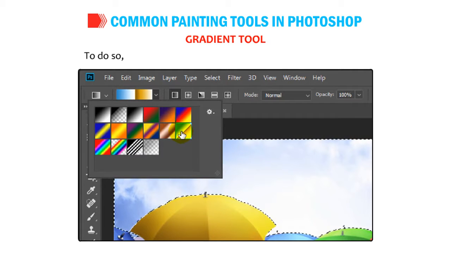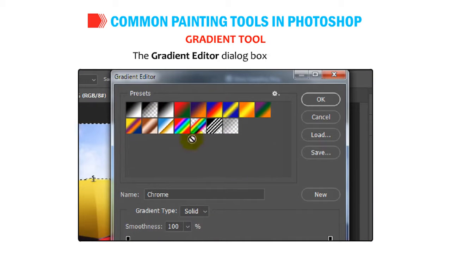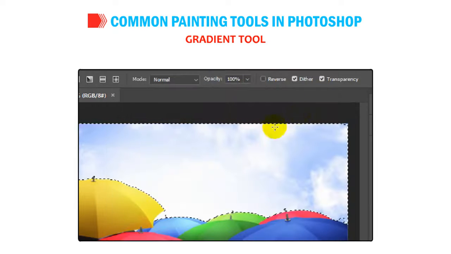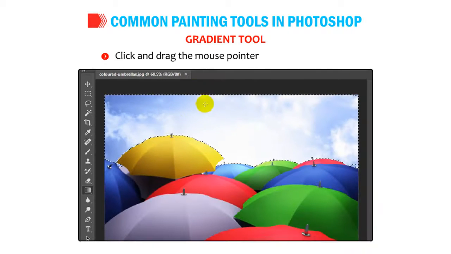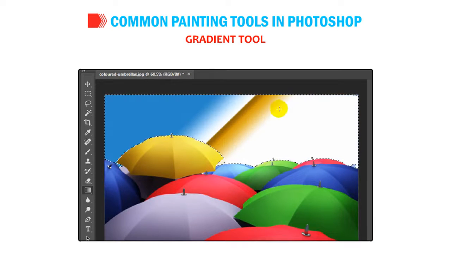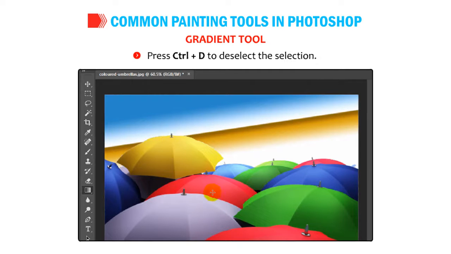To do so, right-click on the Gradient Picker from the options bar. The Gradient Editor dialog box will appear. Select the Chrome Gradient option and click on the OK button. Now, select the Linear Gradient from the options bar. Click and drag the mouse pointer in the selected area. Notice that the selected gradient gets applied on the selected area. Press Ctrl+D to deselect the selection.